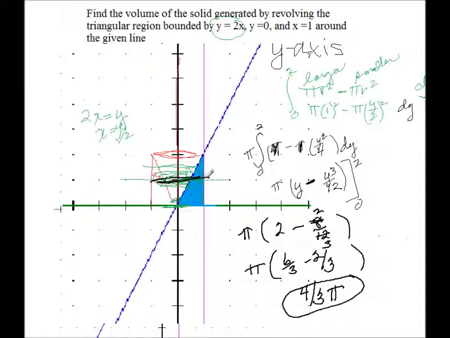See how with the cut we had to use a dy. When we were revolving around the x-axis, we used a dx.